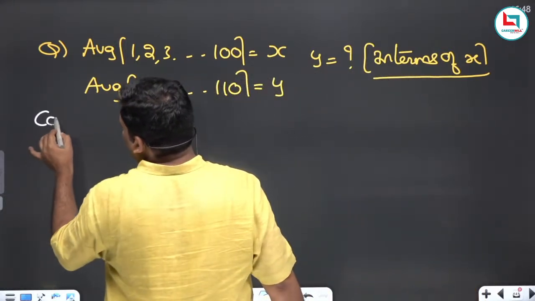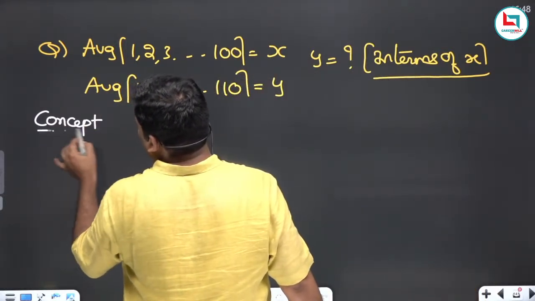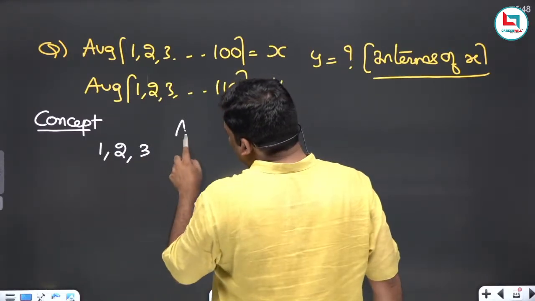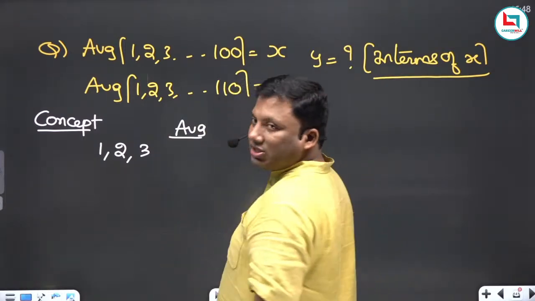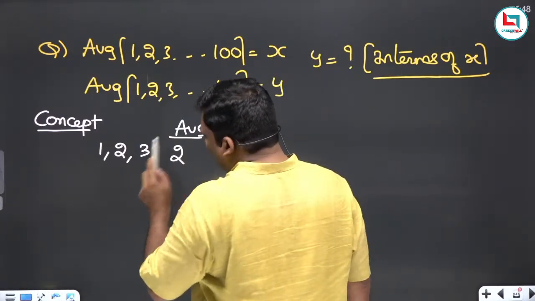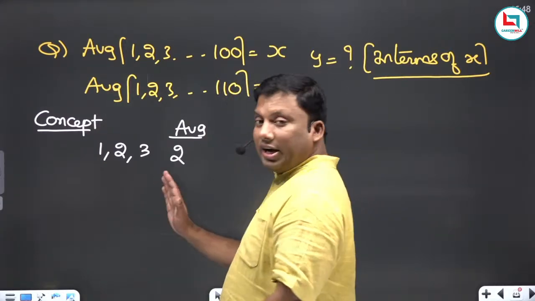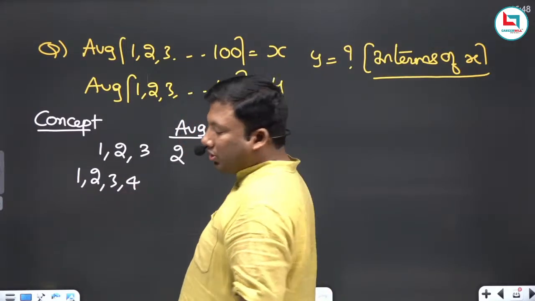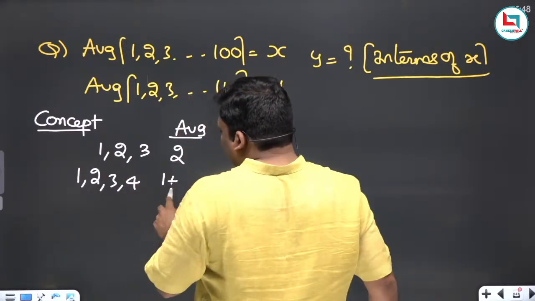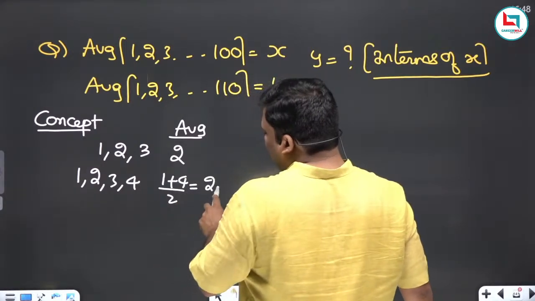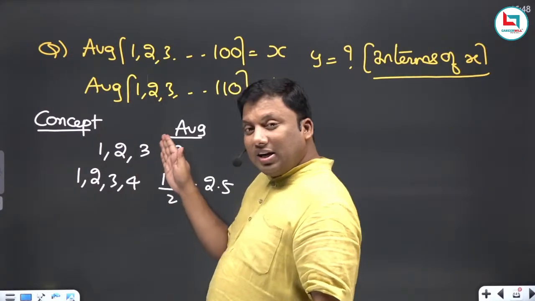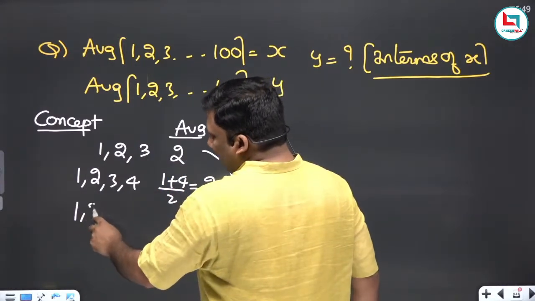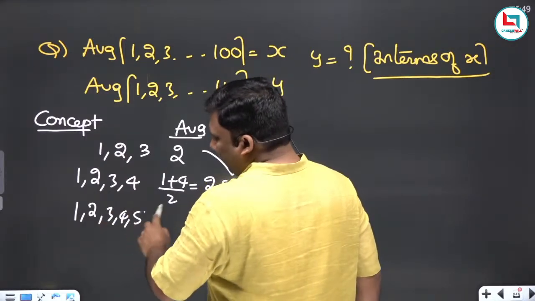Concept. Listen carefully. Suppose I took 3 natural numbers: 1, 2, 3. The average is given by (first term plus last term) by 2: 1 plus 3 is 4, 4 by 2 is 2. Let me add the next number: 1, 2, 3, 4. The average is (first plus last) by 2, which is 2.5. If I add the next natural number, the average increased by 0.5. If it is 1, 2, 3, 4, 5.